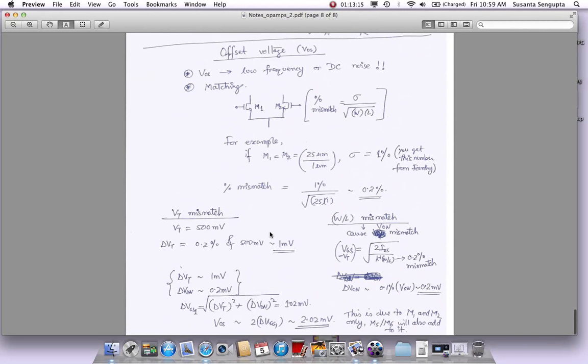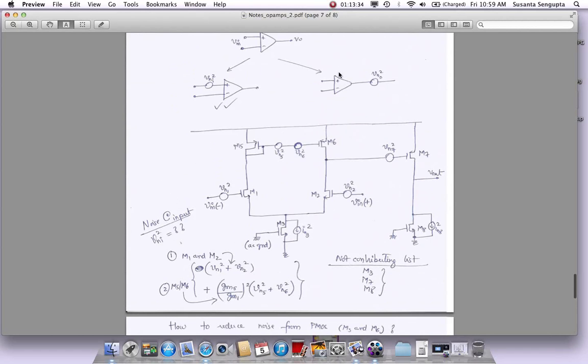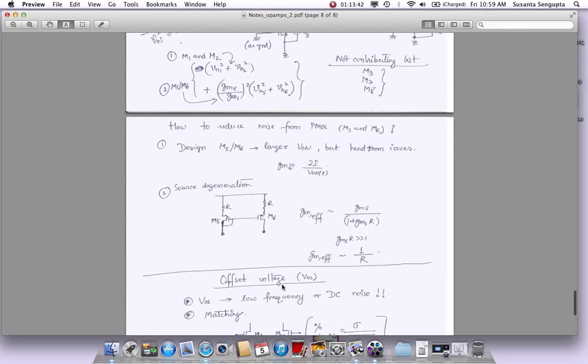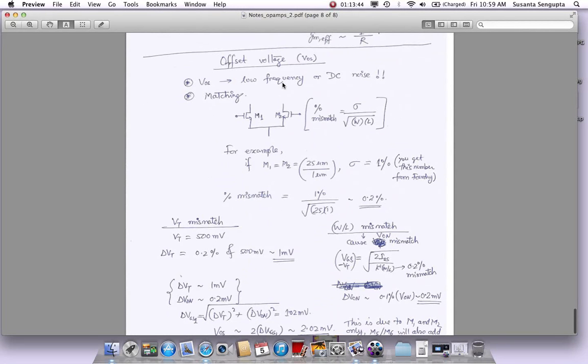Okay, the last section in this particular lecture is the offset voltage. Offset voltage comes out because of mismatches, and it is similar to low frequency noise or DC noise. If we consider the noise, as we did here, to be DC or low frequencies, everything we did here, all these expressions, are going to be true for offset also.